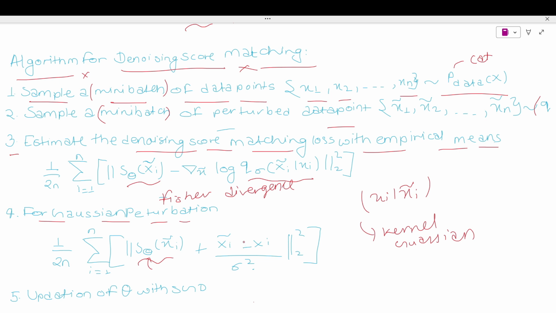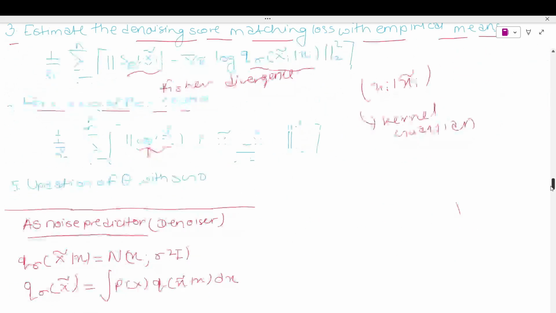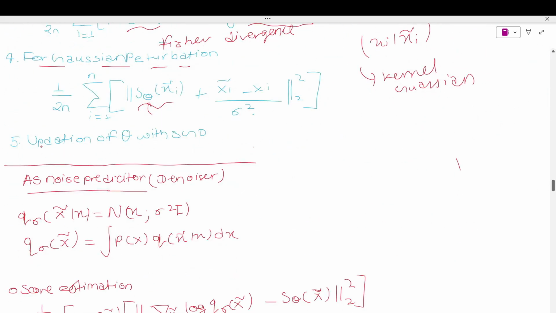I will tell you now how this is actually reducing to a denoising task. This is our objective, an L2 norm, and we are squaring it. And we update theta by applying an optimizer, using backpropagation with the SGD algorithm.